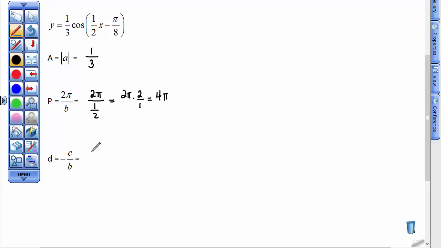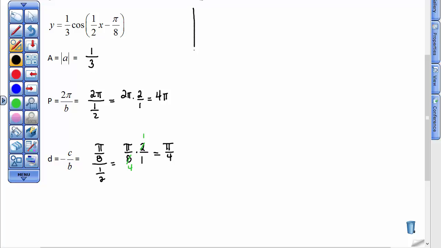Then the displacement is the opposite of this negative value, so that's kind of nice. So this one's going to displace to the right. It's going to be a positive. And then when I divide by the b value, which is 1/2, again, I'm going to multiply by 2 when I divide by 1/2. So I'll multiply by 2 over 1. If you want to, don't forget that you can go 2 goes into here once and into there 4 times. And so the displacement for this one is pi over 4.